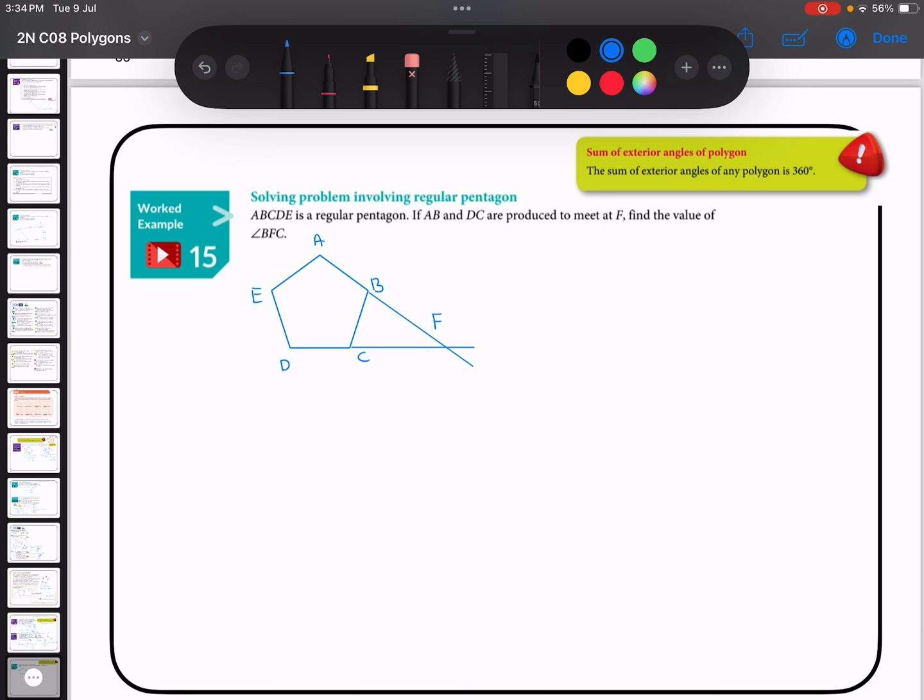Find the value of BC, this one down here. Okay, so first you must notice that both these angles are exterior angles, and they are equal. So first thing we want to do is find the exterior angle of the pentagon. They add up to 360, divided by 5, 72 degrees. Now focus on the triangle BFC.